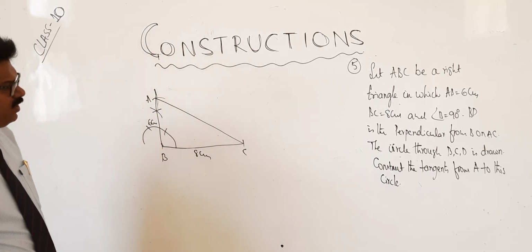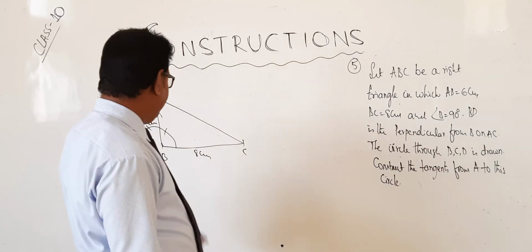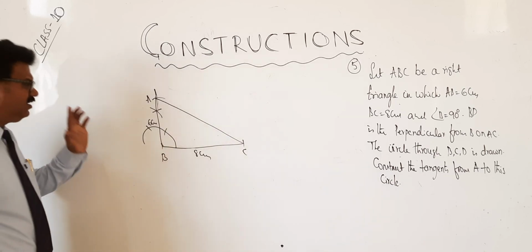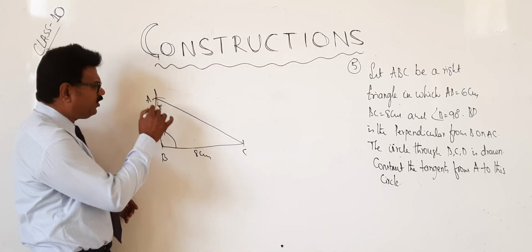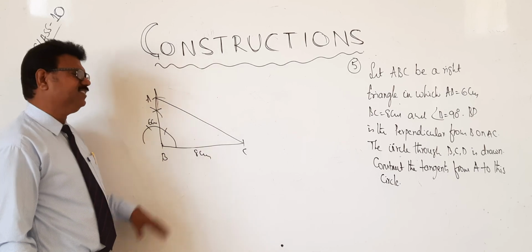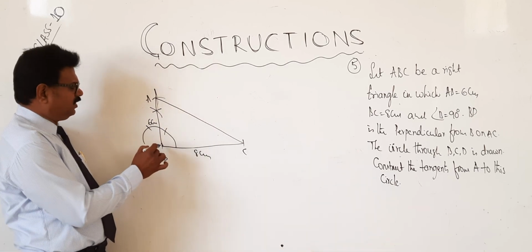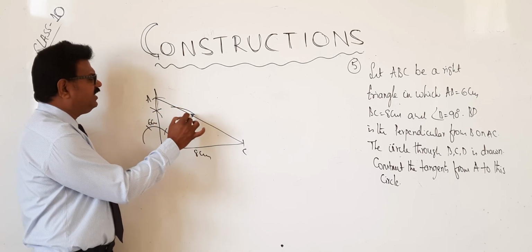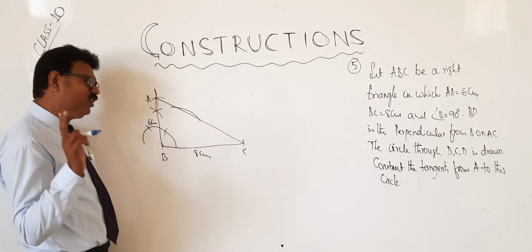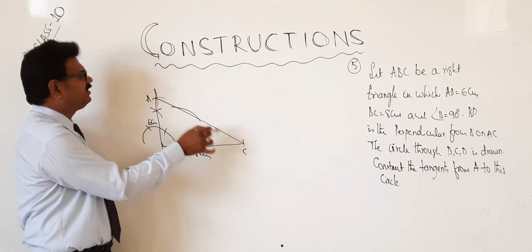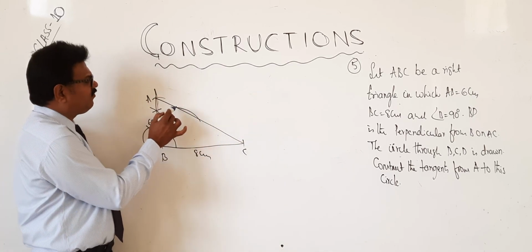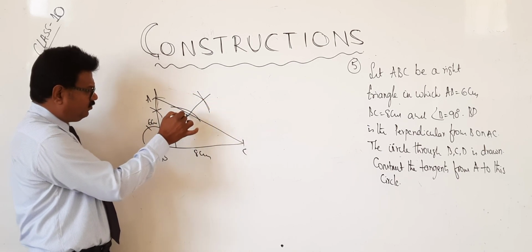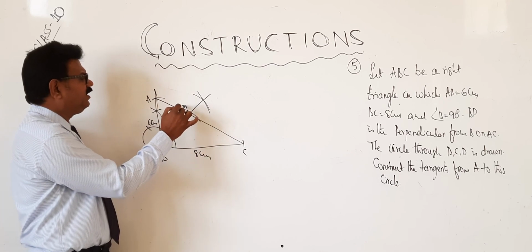Now BD is the perpendicular on AC. How to construct the perpendicular from B on AC? Very simple. Take your compass, take B as center in such a way that it should touch AC at 2 points. Any 2 points. You can touch like this, you can touch like this, but it should touch. From here again like this, and again from here like this. Over. This is nothing but our D.